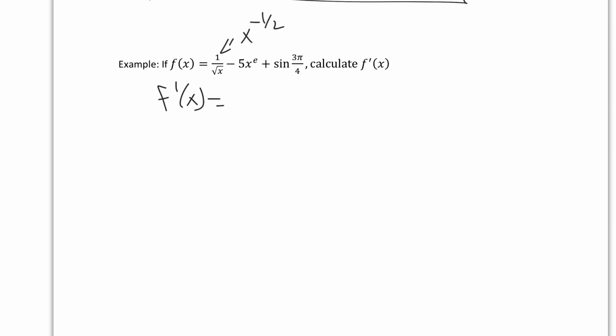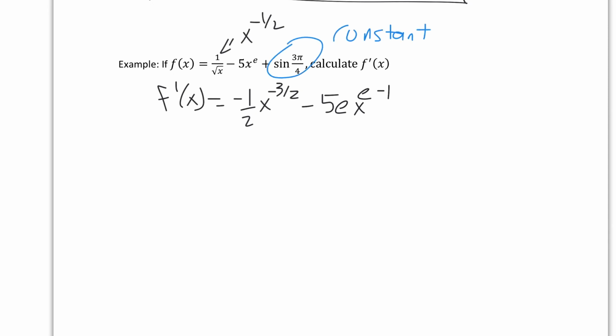The derivative of x to the minus half will be negative 1 half x to the negative 3 halves. Here we're going to have negative 5 times e, x to the e minus 1. And the derivative of sine of 3 pi over 4 is just a constant. It's very important that you recognize that this is a constant. There's no x involved, and the derivative of a constant is always 0. Watch out for those. You don't actually have to calculate the unit circle value. You can just write plus 0 and you're good to go.